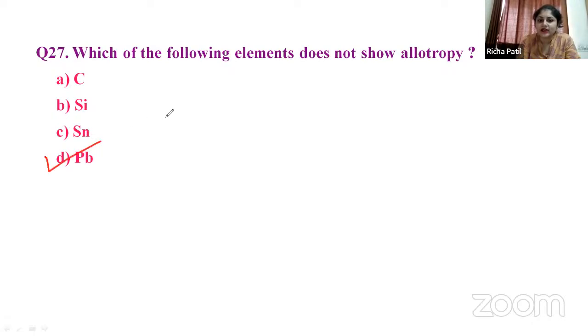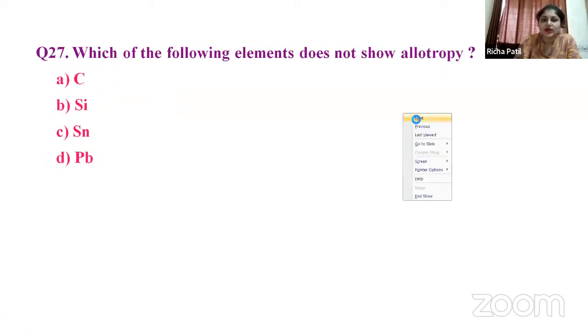So it is lead. Okay, D is the answer. Lead is the answer. So all the elements except lead, of the 14th group, show allotropy. All others show allotropic forms, but lead does not show allotropy. So D is the answer.